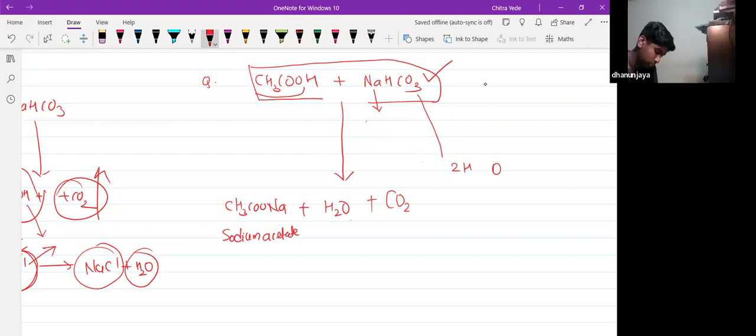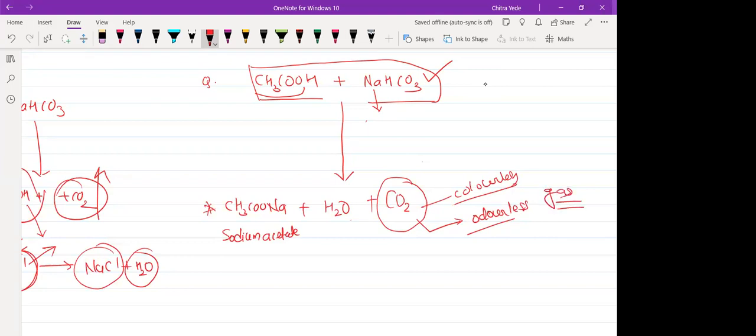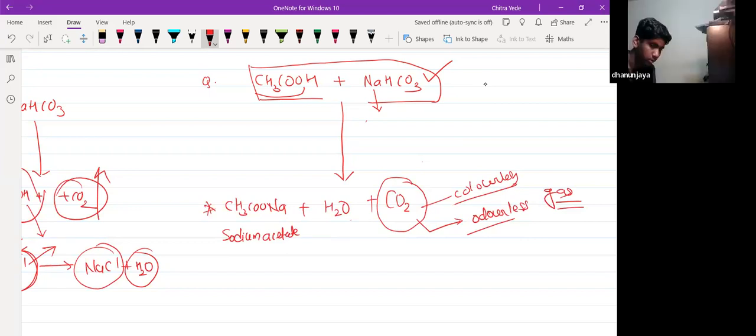Okay, sir. Yes. So let me erase. Okay, so what are the options? I think the question is which gas is going to be released, right? So the gas is carbon dioxide, which is colorless, and there is no odor, so it is odorless. So it is a colorless and odorless gas. Okay, sir. Any doubt? No. Okay. Next.